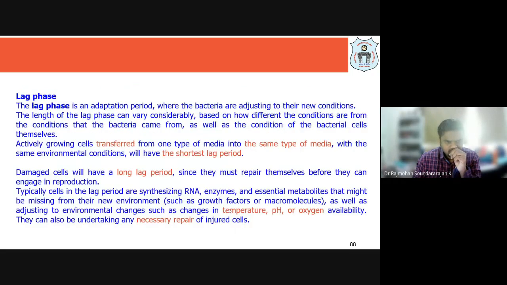Okay. So what is happening in this lag phase? Why is there no growth in the lag phase? We know that. So what is the lag phase? It is an adaptation period. As I told you, even when you shift from one country to another country, we are going to have some time for an adaptation period, right? So the lag phase is an adaptation period where the bacteria are adjusting to the new conditions prevailing in the new system. So the length of this lag phase will vary considerably based on how different the conditions are from the earlier condition.